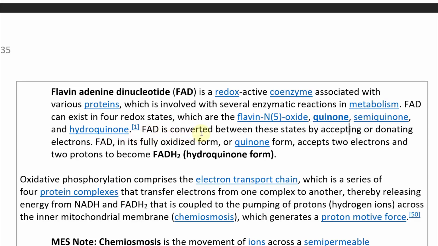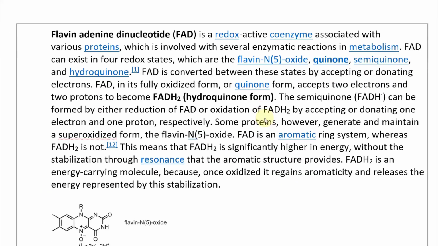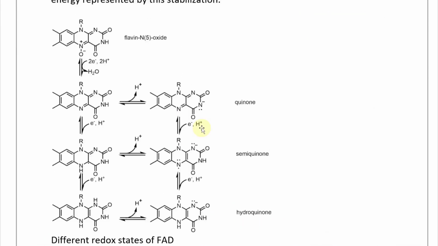And also note that FAD is converted between these states by accepting or donating electrons, and FAD in its fully oxidized form, or quinone form, accepts 2 electrons and 2 protons to become FADH2, or the hydroquinone form. And now what I've done is just copy and pasted more info, including a comparison chart.